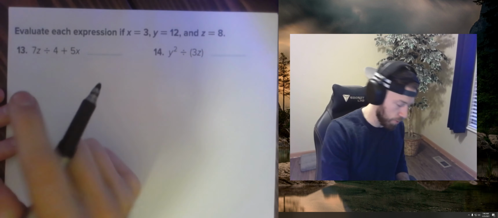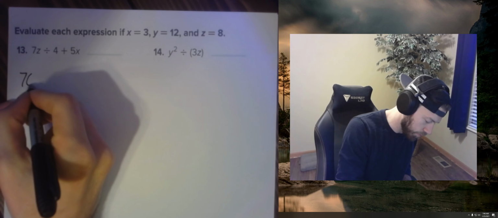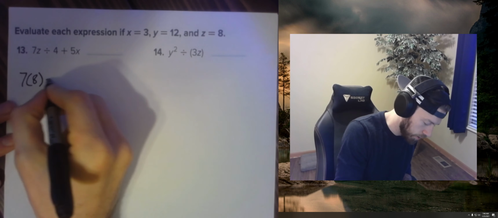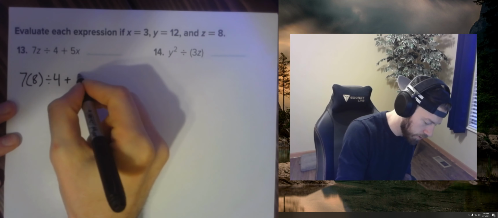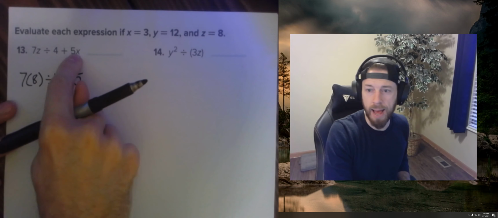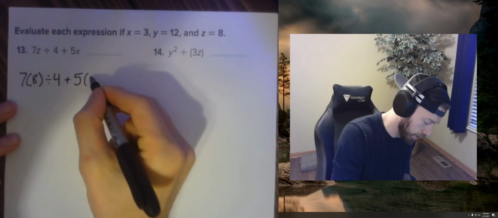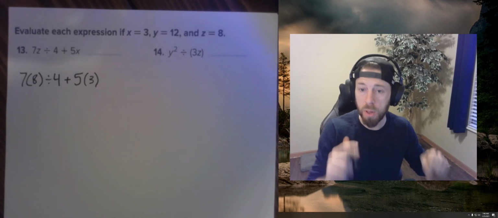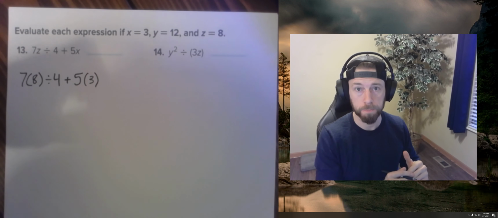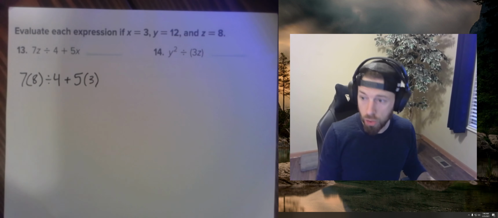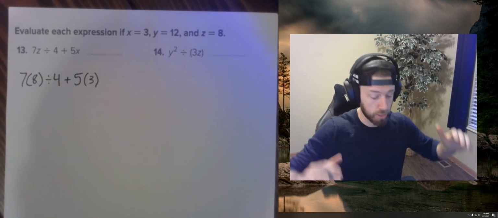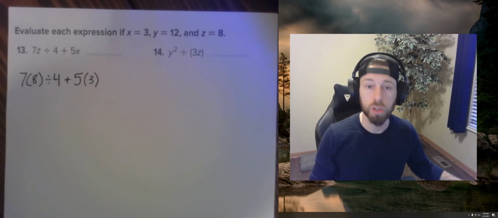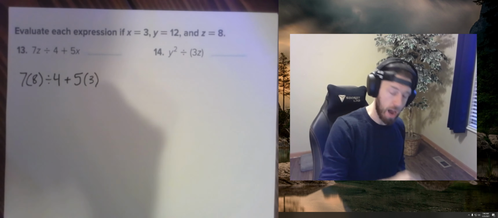So if z is 8, what I'm going to do is I'm going to rewrite this expression. I'm going to put an 8 in parentheses right where the z is. Divided by 4 plus 5, and then that's times x, which is 3. So I just put a 3 in here. This is called substitution, and if you can do that right there, plug in a number where a letter is, then you have set yourself up for success for this entire chapter and for algebra in general. Substitution.